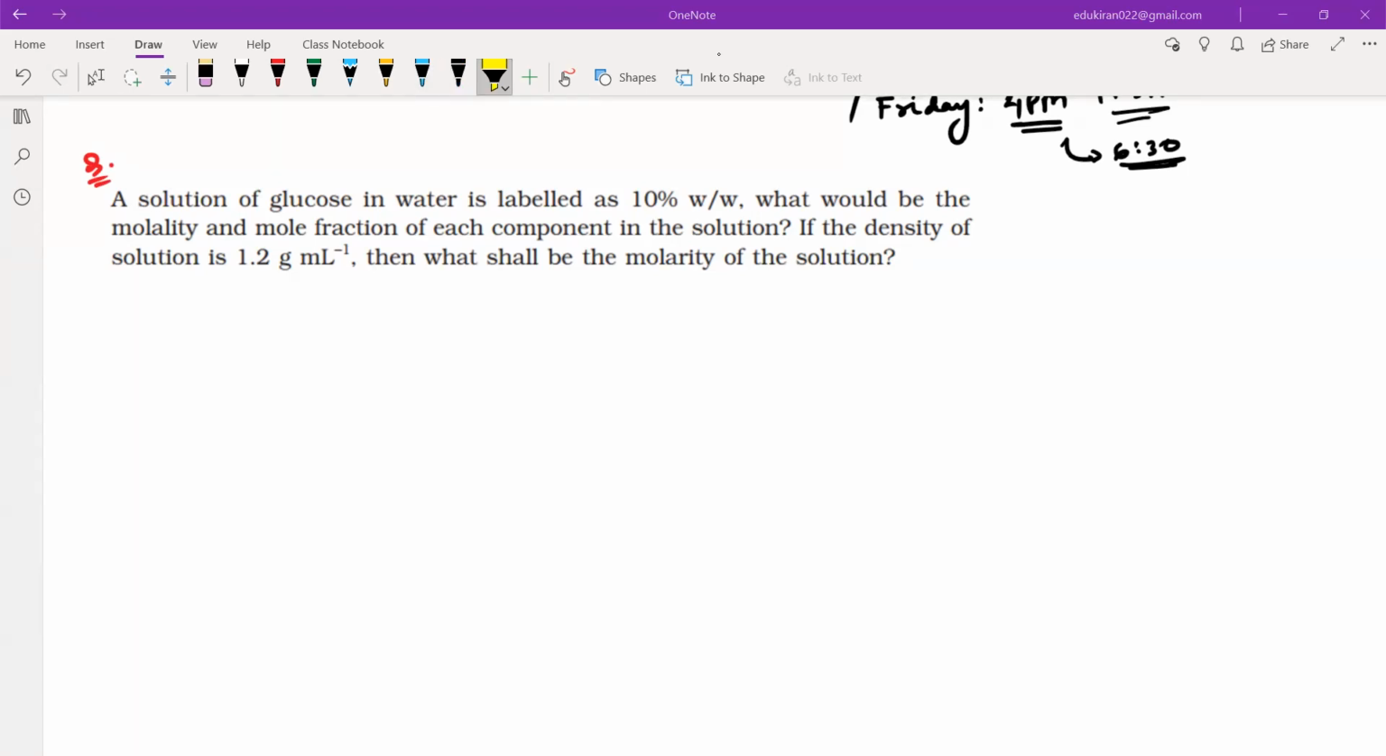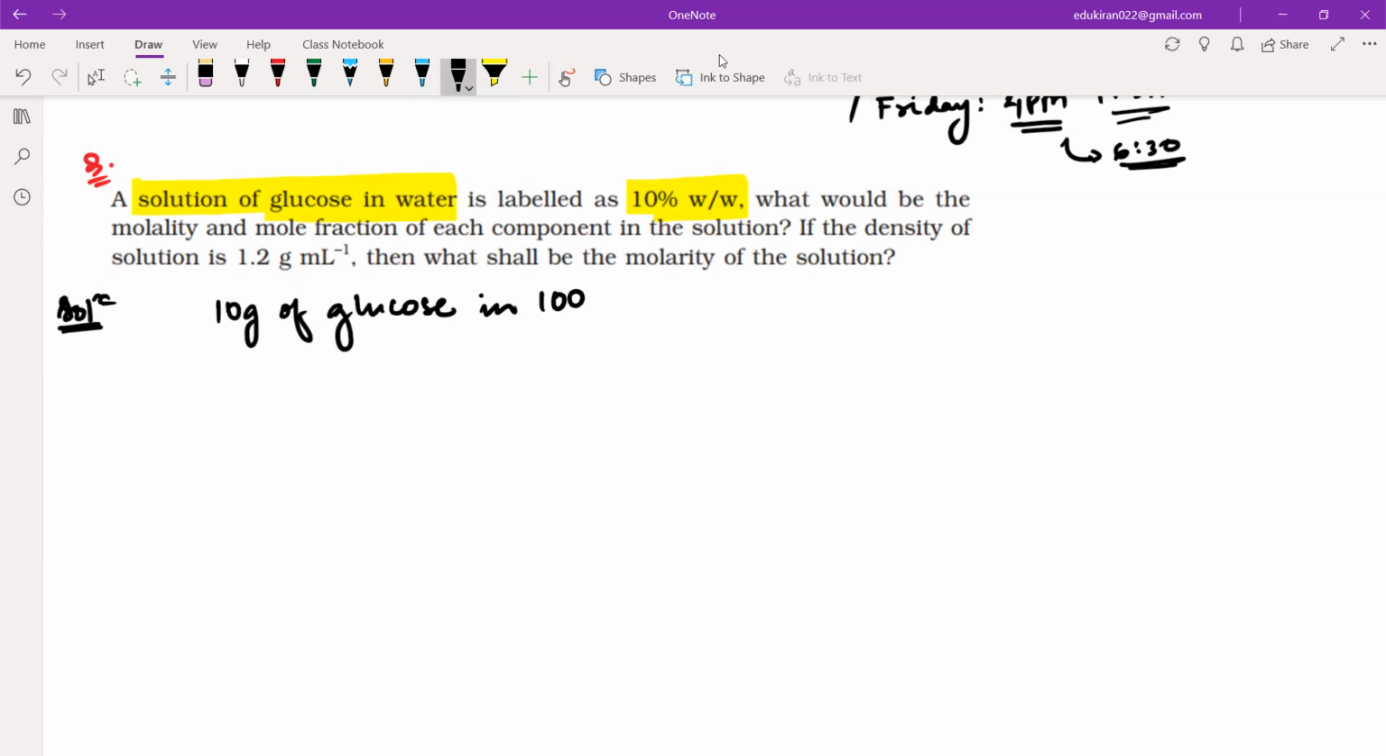Fine. First thing is that we will translate this. Okay. A solution of glucose in water is 10% W by W. ठीक है. This is the first thing that we'll do. उसके बाद आपको आ जाएगा. What will we write? 10 gram of glucose in 100 gram of solution.